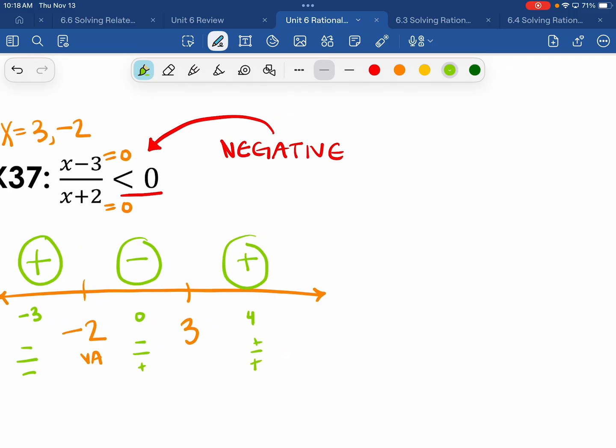All right, so I have my number line, so now I just need to write the answer. So I'm looking for the spot that's negative, and like I said, everything's a parenthesis because it doesn't have the or equal to line. So what would my answer be? -2, 3. Yep, -2, 3.